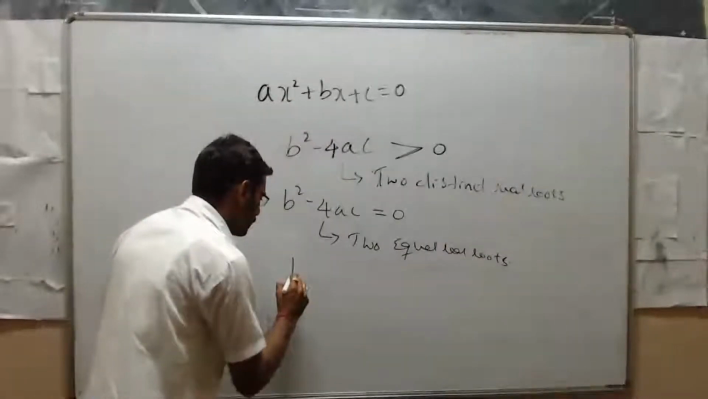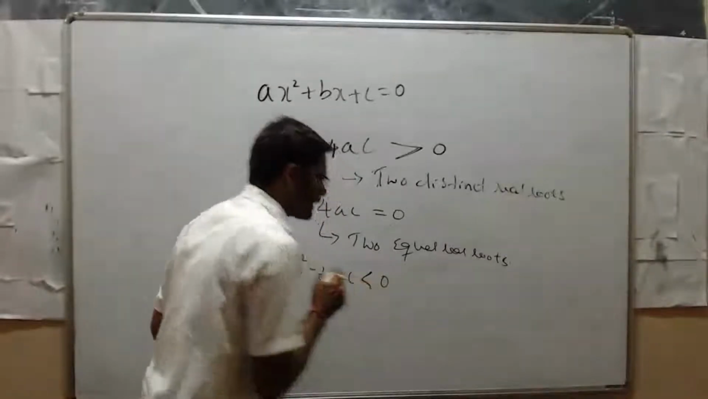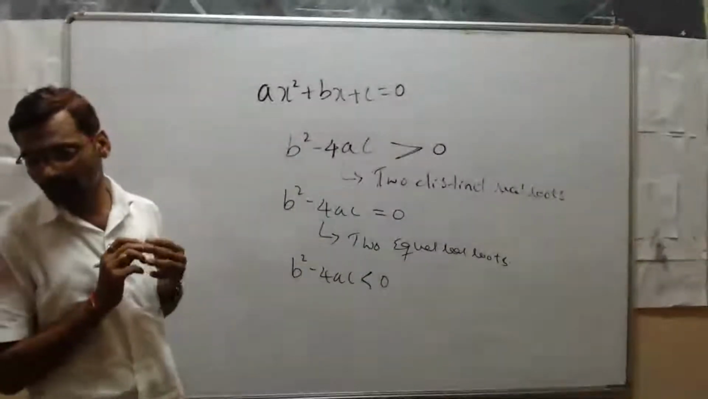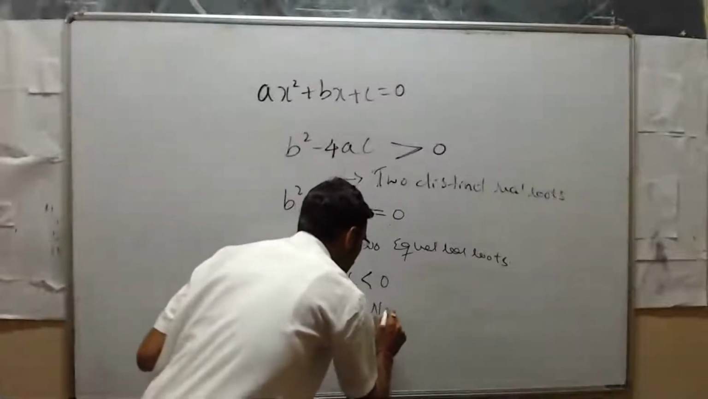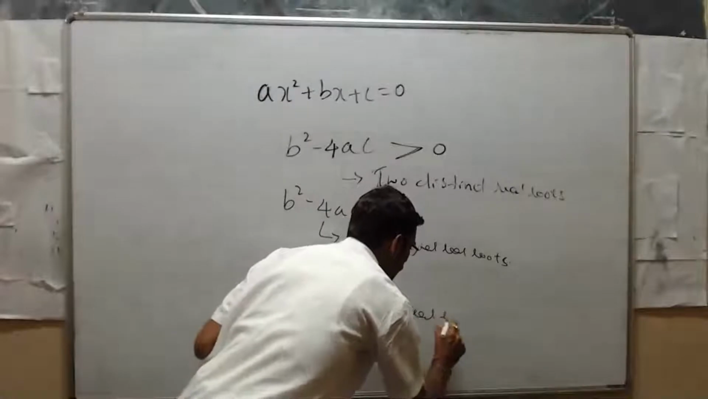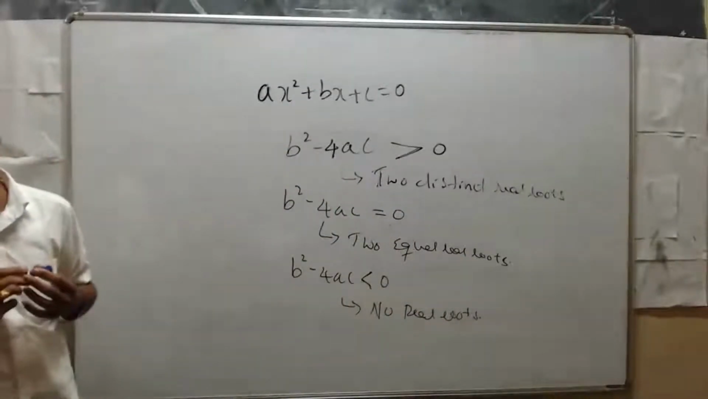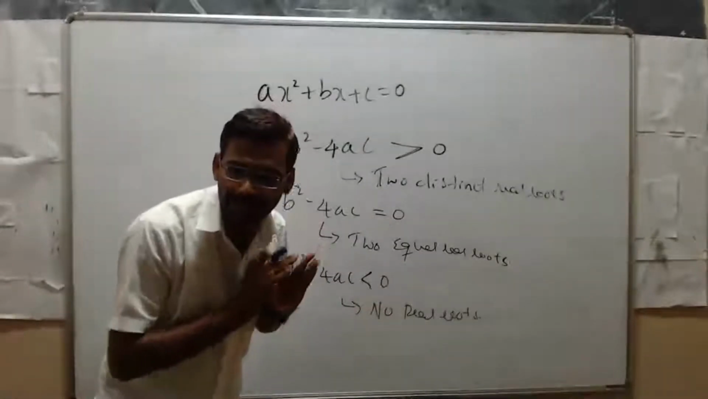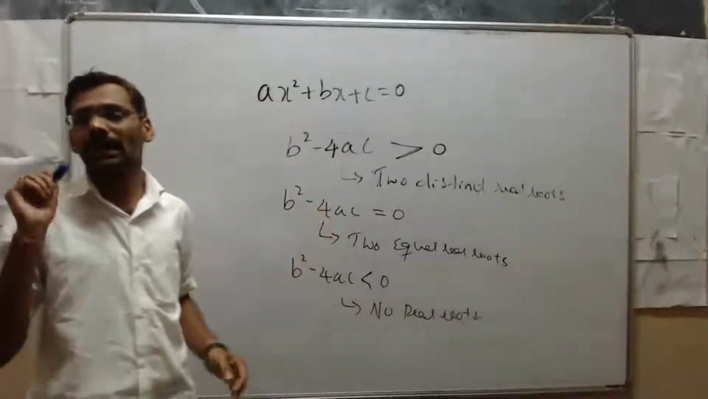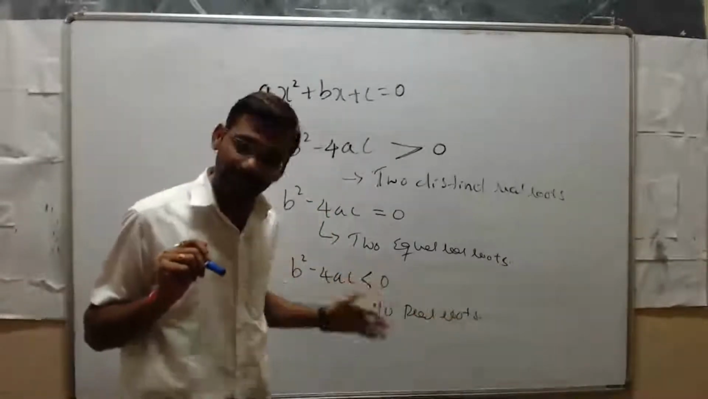Third one, b square minus 4ac is less than 0. Less than 0 means no real roots. What does it indicate? No real roots. Roots do not exist. The roots will not be real. It means it is negative.